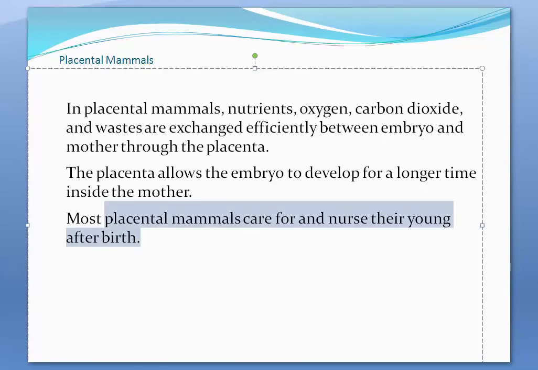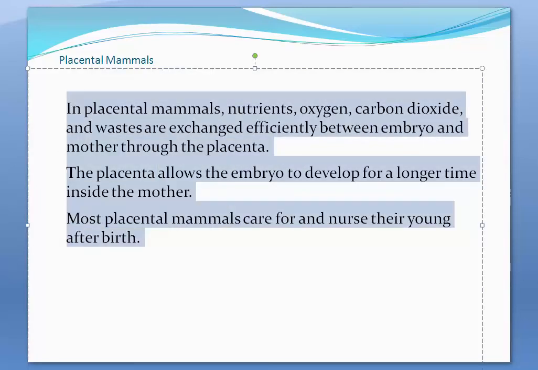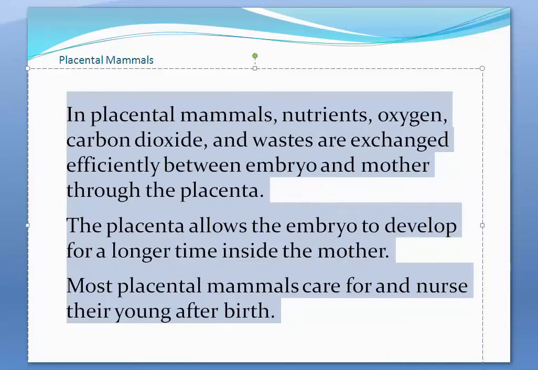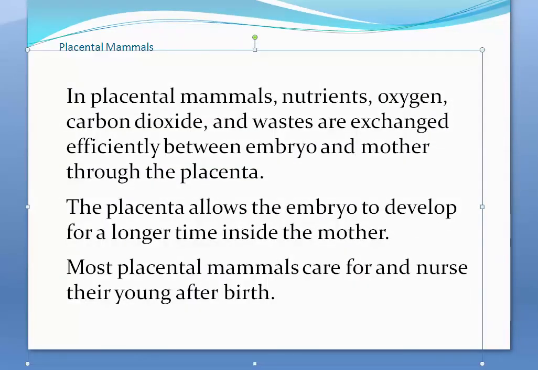So in placental mammals, nutrients, oxygen, CO2, and waste are exchanged efficiently between embryo and mother through the placenta. So this is actually the function of the placenta, for the nutrients, oxygen, CO2, and waste to be exchanged between the embryo and the mother. And the placenta will allow the embryo to develop for a longer time inside the mother.